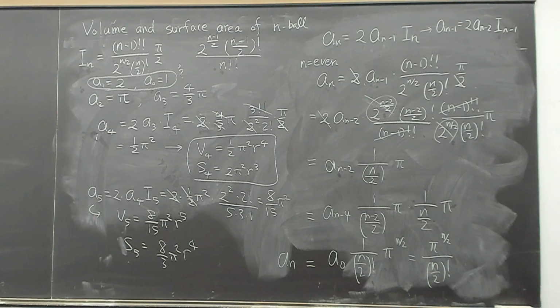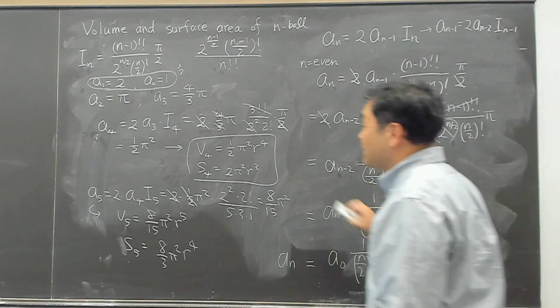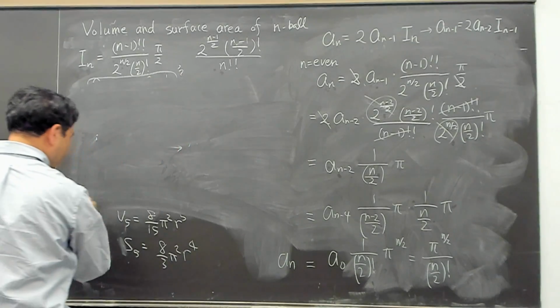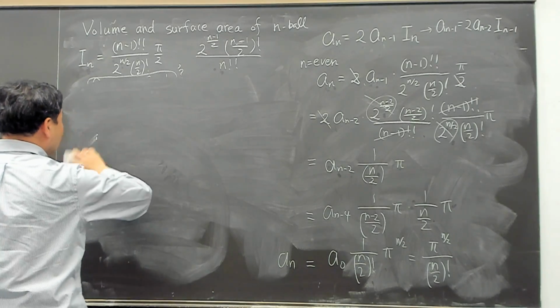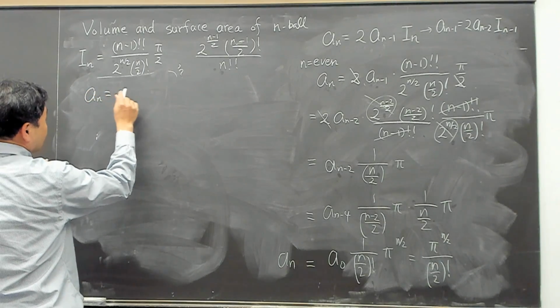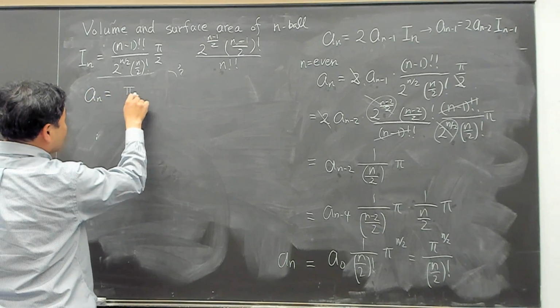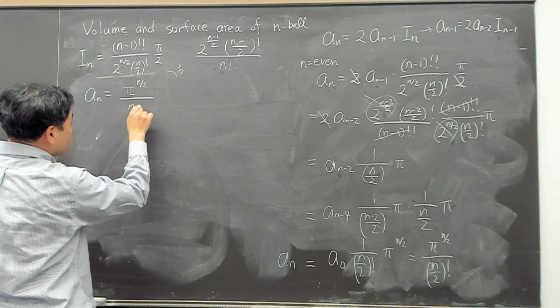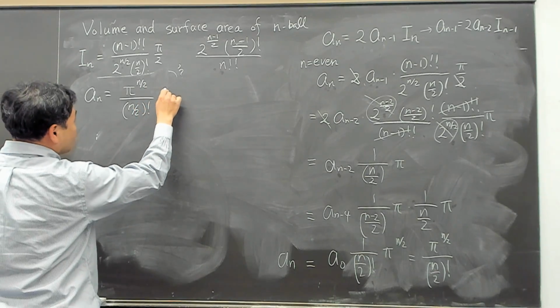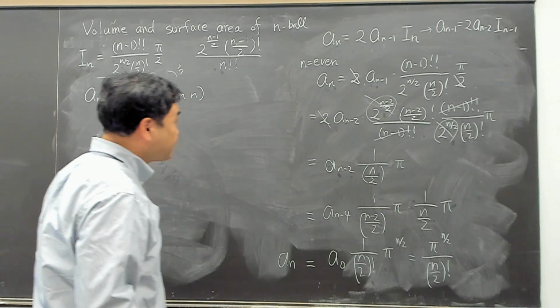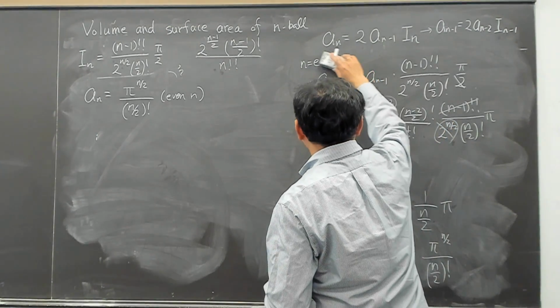Okay, so that's just the even part. And that's a major result, so let me erase all this and write down our major result. a n is pi to the n divided by 2 over n divided by 2 factorial, for the even case, n even. Okay, what if it's odd?